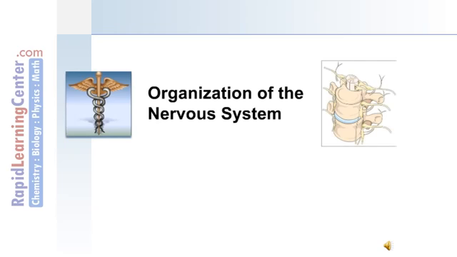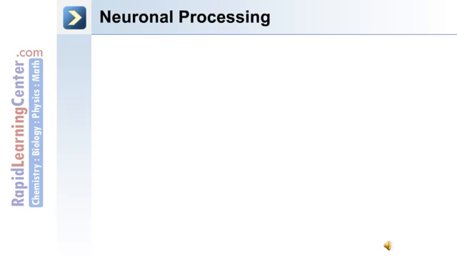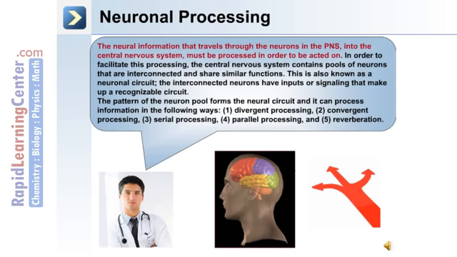Now let's move on to discuss organization of the nervous system, including neuronal processing. Let's begin this section by discussing neuronal processing. The neural information that travels through the neurons in the peripheral nervous system into the central nervous system must be processed in order to be acted on. In order to facilitate this, the central nervous system contains pools of neurons that are interconnected and share similar functions. This is also known as a neuronal circuit.